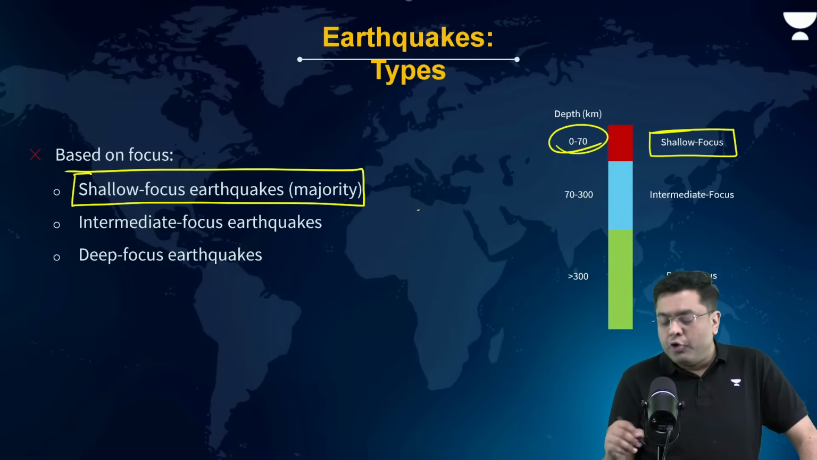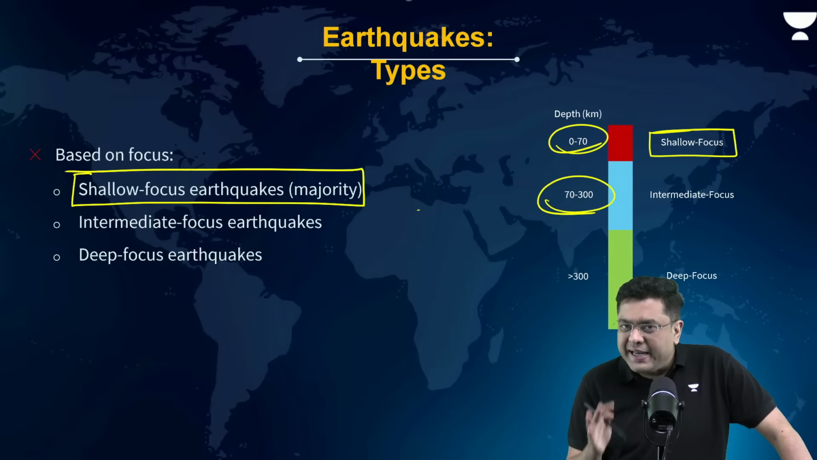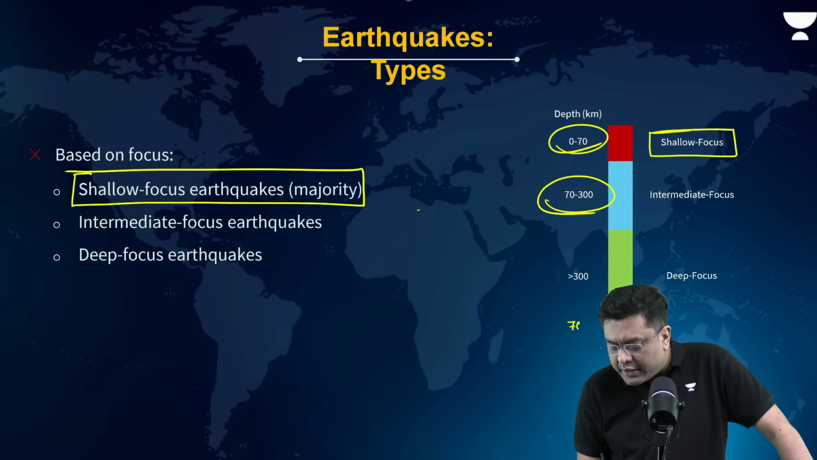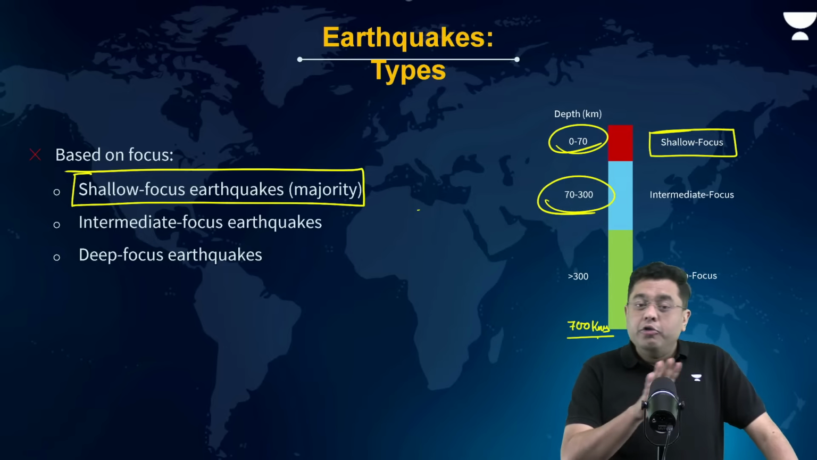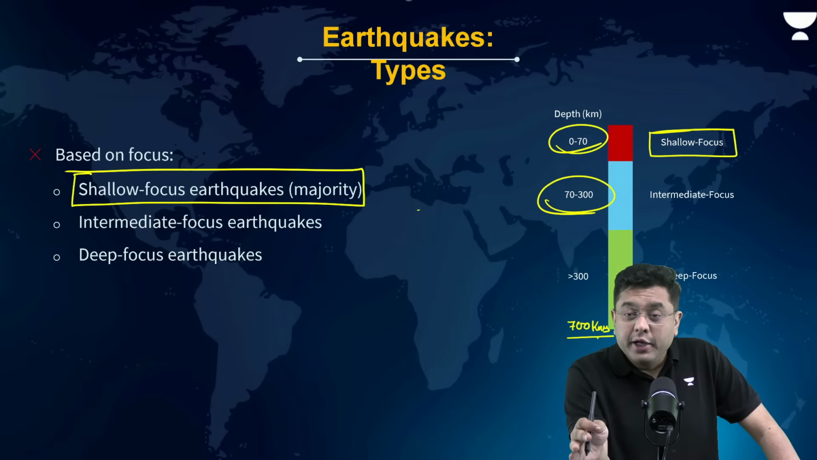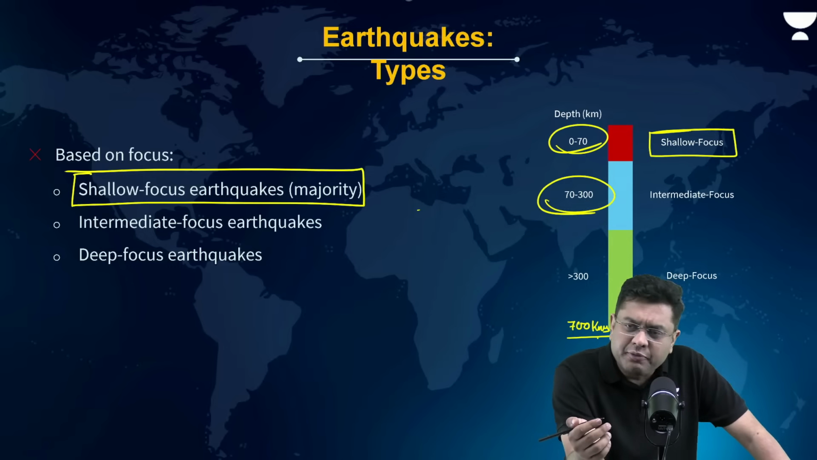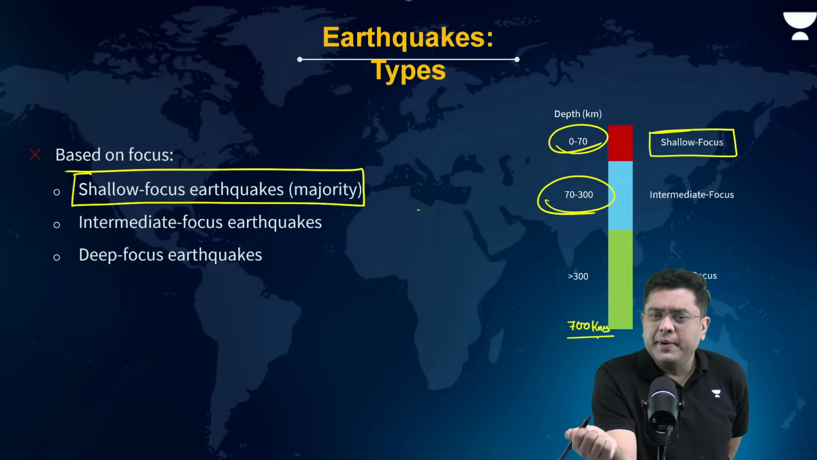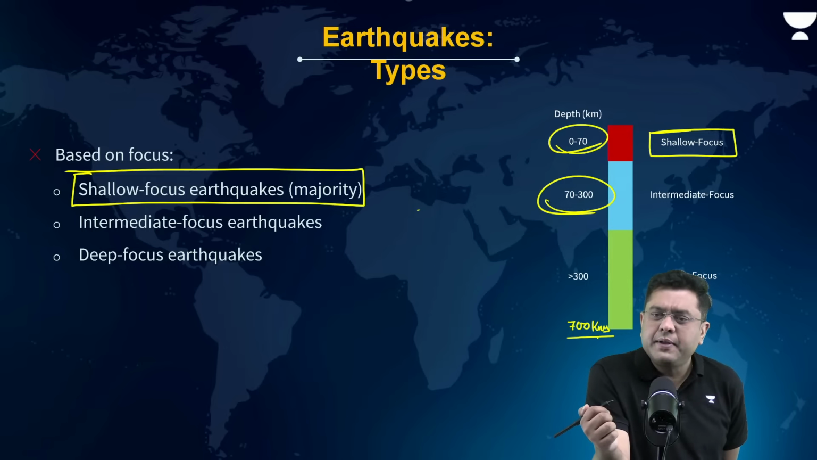Then intermediate focus from 70 to 300 kilometers. And furthermore, greater than 300 up to 700 kilometers, deep focus earthquake. Beyond 700 kilometers, focus does not lie. No earthquake will occur at a depth beyond 700 kilometers. Why? If the depth of planet Earth is almost 6,400 kilometers, why are earthquakes restricted only up till 700 kilometers? That is not even 1/8 of the depth.